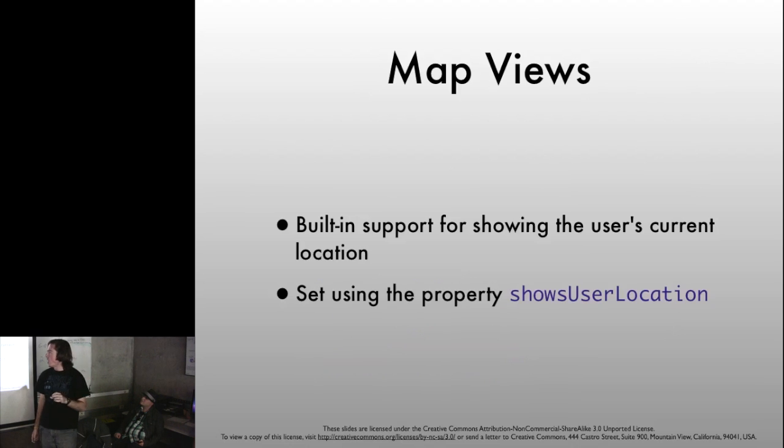Okay, one cool thing about the map view is that it has automatic support for showing the user's current location, and there's just a simple property, showsUserLocation, you set it to yes, and then you get that little blinking blue bubble with the circles coming around it, showing that that's the user's current location. That's done. You can do that automatically. Okay, so let's make our own version of Maps. Very simple.